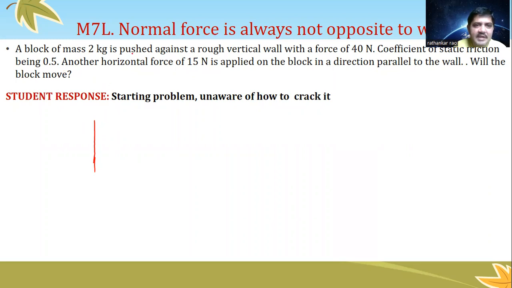The block of mass 2 kg is pushed against a rough vertical wall with a force of 40 Newton. Because it says it is pushed against the rough vertical wall, this is a rough vertical wall, and you are applying a force like this. The coefficient of static friction being 0.5, because rough wall, so definitely mu equal to 0.5. Another horizontal force of 15 Newton is applied on the block in a direction parallel to the wall.